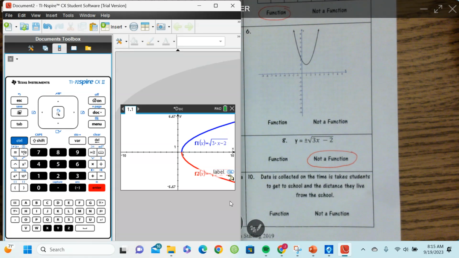Wait, what? So I got this one, but what did I do on this one? How did I, with the second one? You're going to have to show me your calculator. That's the only way I can tell you.